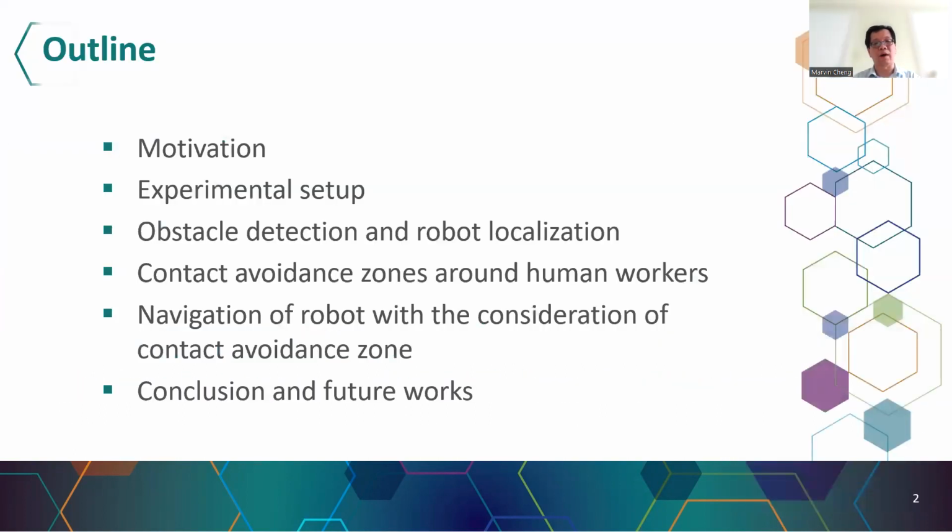This is the outline of my presentation. I will start by talking about the motivation of this research. Then I'm going to explain the experimental setup in our facility. Next, I'm going to talk about obstacle detection and robot localization using specific devices. Then I will explain how to define the contact avoidance zones around human workers. Next, I'm going to discuss the navigation of the robot with consideration of the defined contact avoidance zones, and conclusions will be drawn.